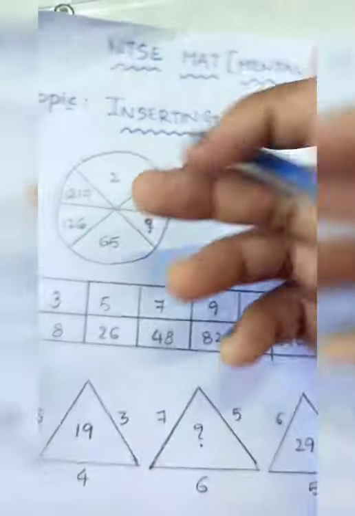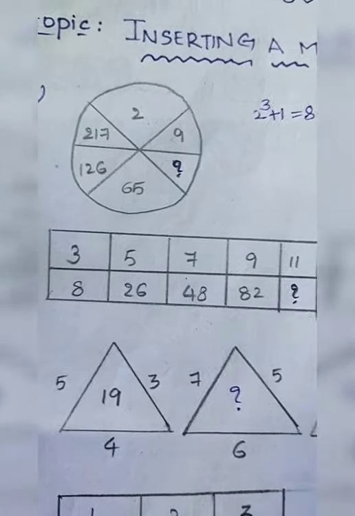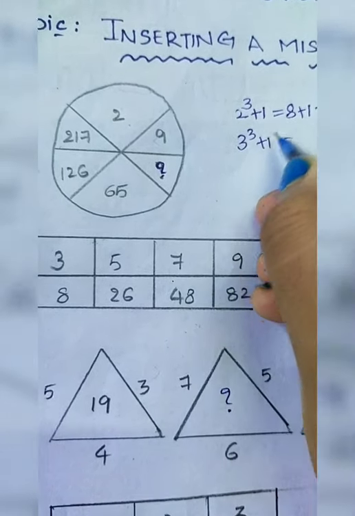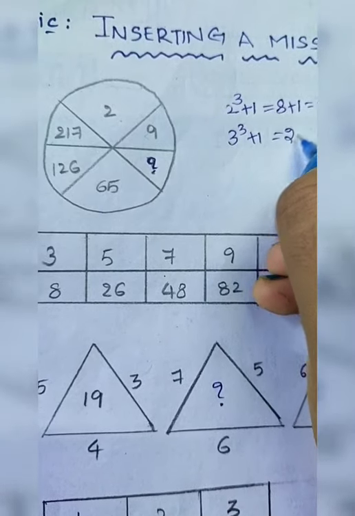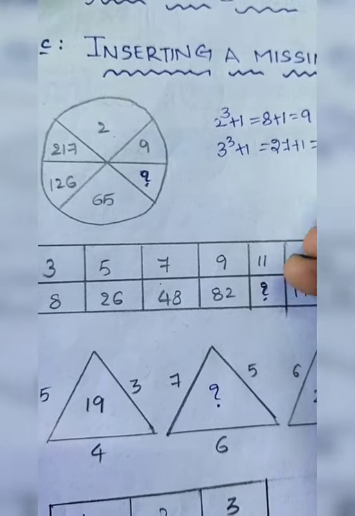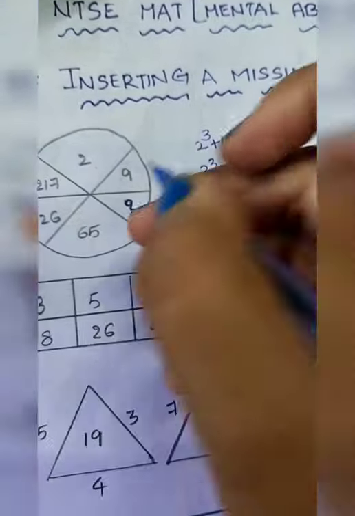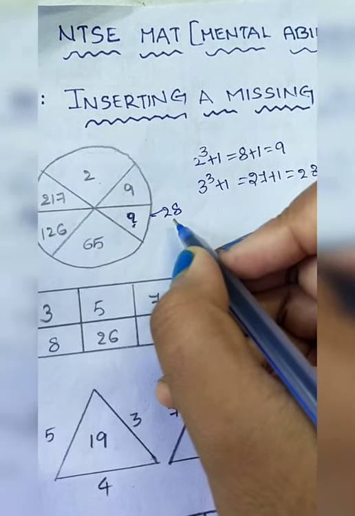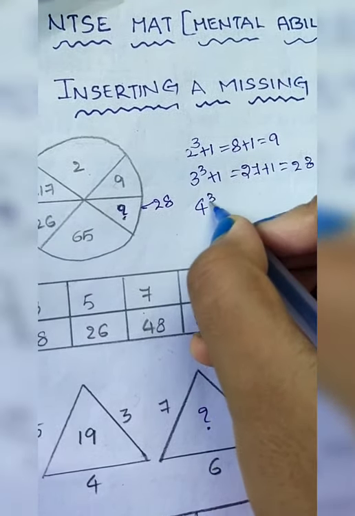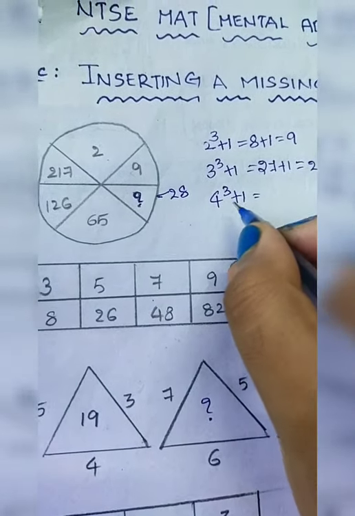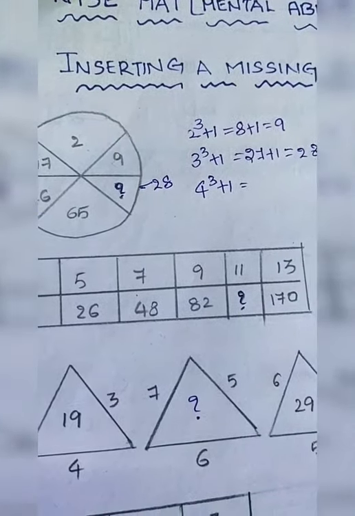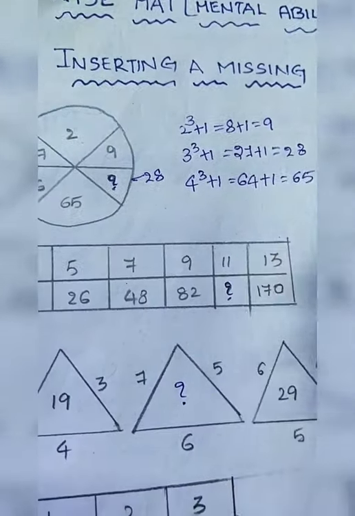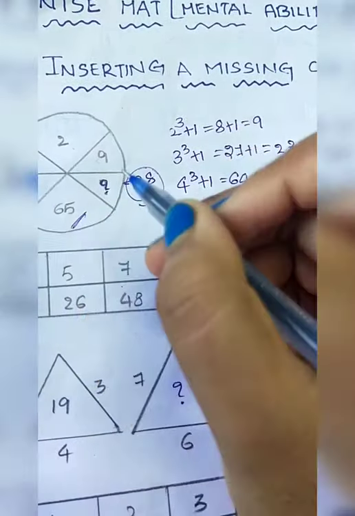So if we come onto this like this, the next one is 3 cube plus 1. So what is 3 cube? 3 3 is 9, 9 3 is 27 plus 1 equals 28. So the answer is 28. If you have any doubt, you can check like this. So 4 cube plus 1, 4 cube is 4 4 16, 16 4 64. 64 plus 1 is 65. So we got the correct answer and we got 65 here.